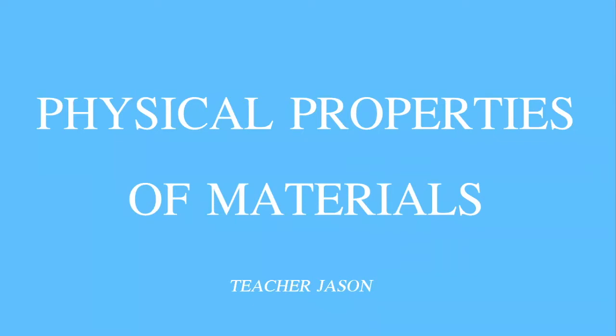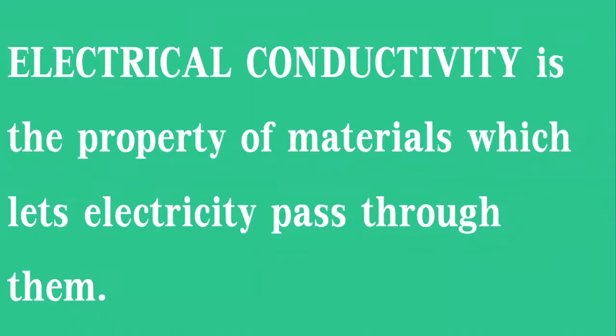property number 4. The fourth property of materials is electrical conductivity. Repeat after me, please. Electrical conductivity. Electrical conductivity is the property of materials which lets electricity pass through them. It's absolutely the same as heat conductivity, but in this case, our subject is electrical current, electricity. Electrical conductivity is the property of materials which lets electricity pass through them.